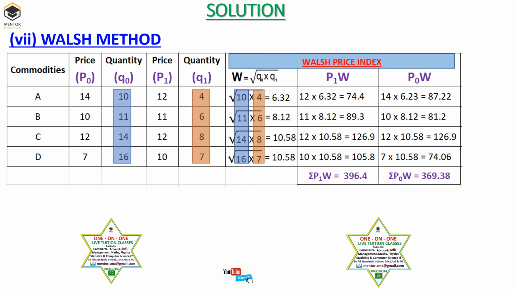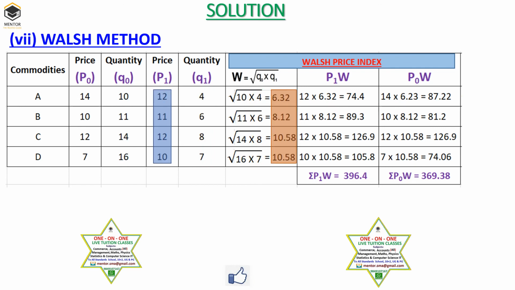So these are my weights. These weights I'm going to multiply with P1 first. The P1 values are 12, 11, 12, 10. So I have the P1 and W values, and I'm going to multiply P1 and W. The final value I will get as a summation is 396.4. 396.4 is my summation value of P1 W.